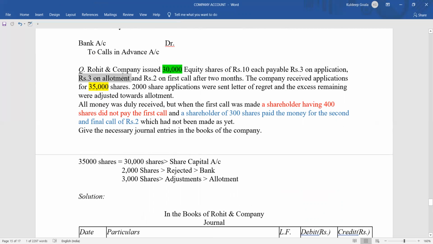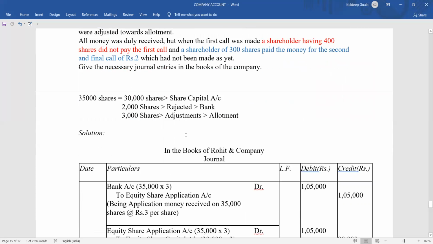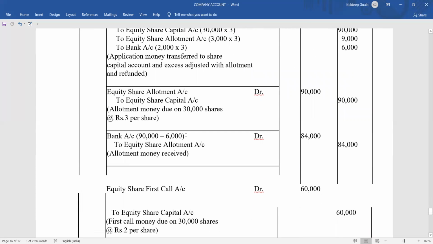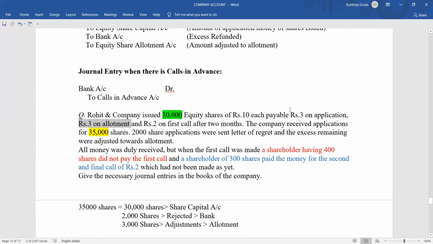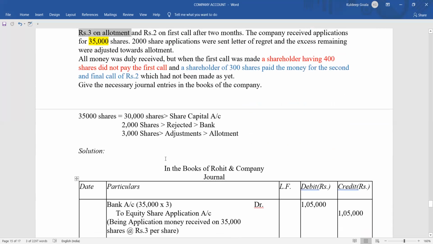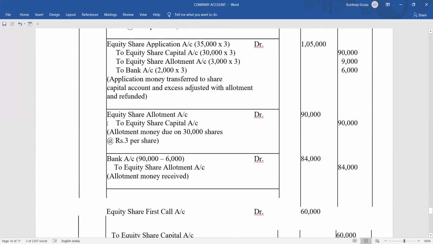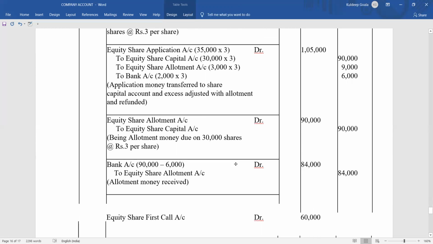So what is the next one? It is the allotment, which was of 3 rupees. So the due entry, there's no problem. Equity share allotment account debit, 30,000 into 3, 90,000, to equity share capital account, 30,000 into 3, 90,000. Being allotment money due on 30,000 shares at the rate of rupees 3 per share, 90,000.